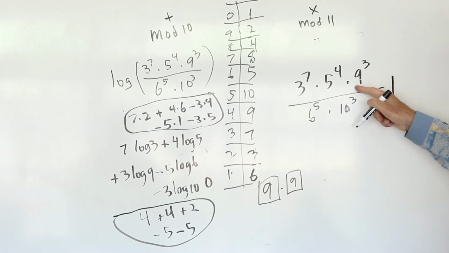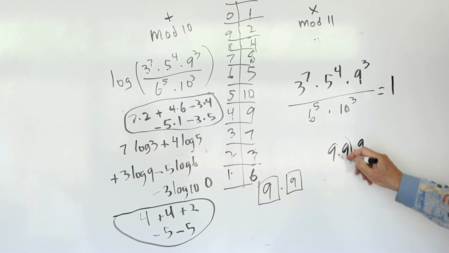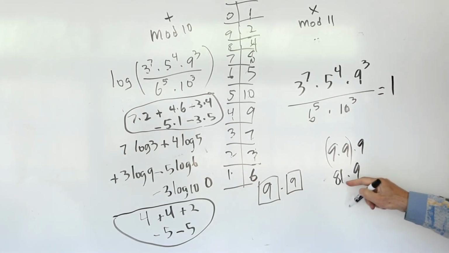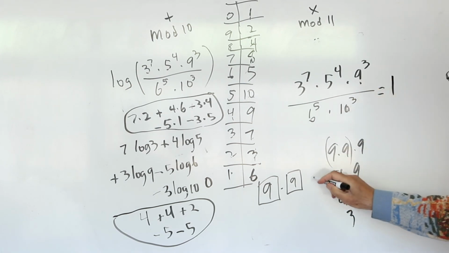Now let's work on 9 to the 3rd power. So that's 9 times 9 times 9. That's 81 times 9. Subtract 77, you get 4 times 9. That's 36 minus 33 is 3. So this is equal to 3.